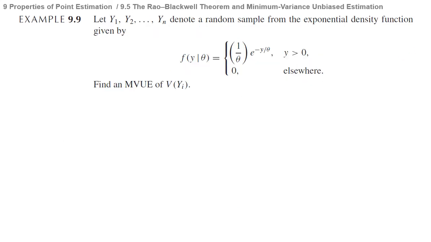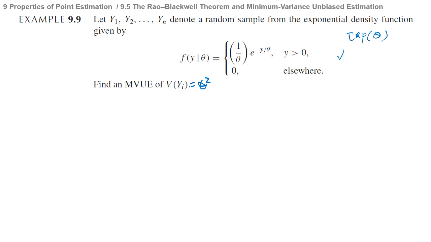Let's move on to example 9.9. Let y1, y2, up to yn denote a random sample from the exponential density function given here. So this is an exponential distribution with parameter theta, and we want to find an MVUE of the variance of yi, and the variance of yi is theta square. Okay, before we do that, we want to find a sufficient statistic for theta.